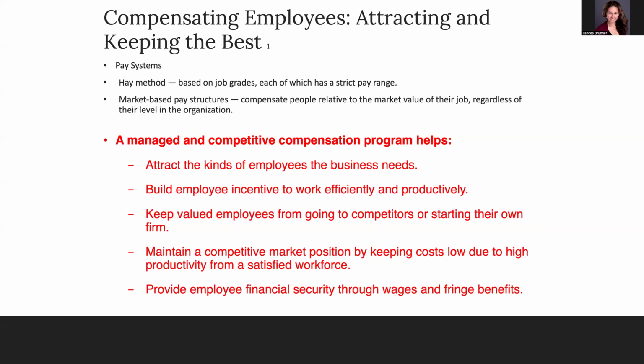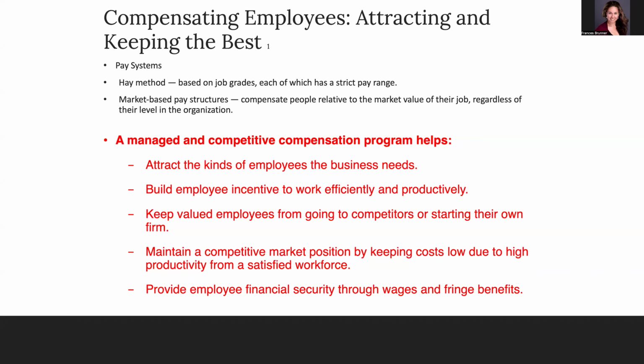In employee compensation, there are different forms of pay systems which can govern specific companies. Often, corporations and larger companies use the Hay method, which is based on job grades, and there's a specific pay range for each job grade. Once an employee is promoted, their pay range jumps to the next higher on the Hay scale.